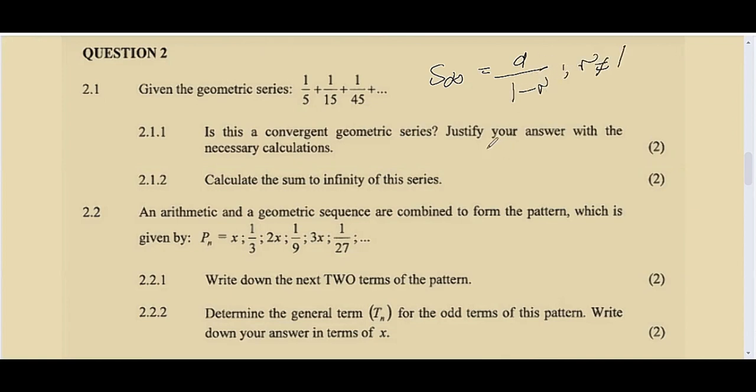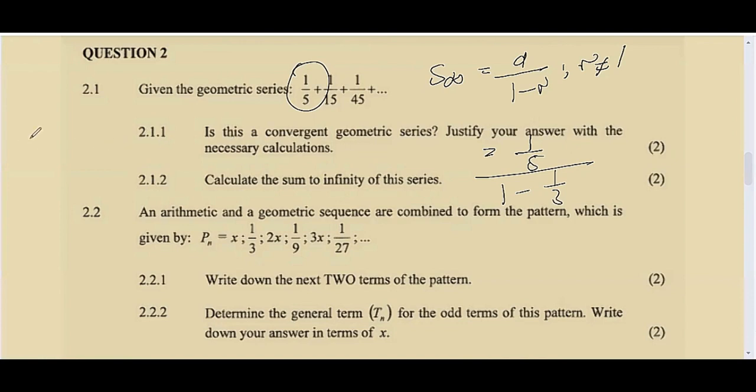So what is your a in this case? We can see it's 1 over 5. So we just go 1 over 5 all over 1 minus r. So our r, we just calculated it to be 1 over 3. So all you do is just punch this in your calculator, but then be careful how you punch it.